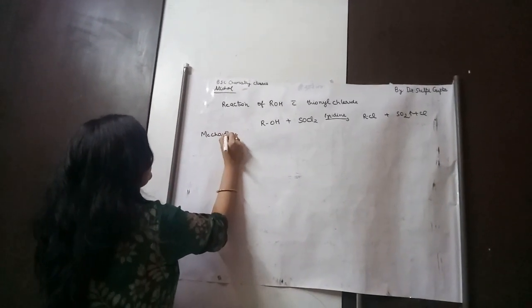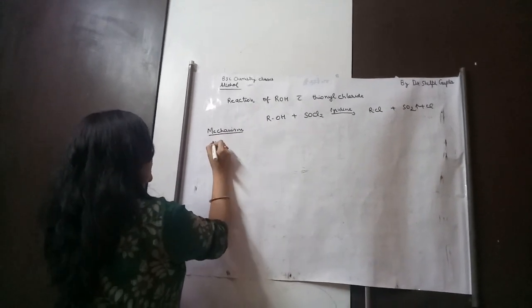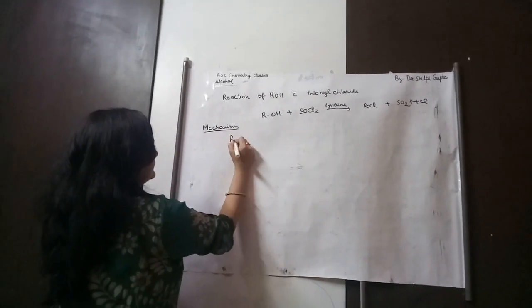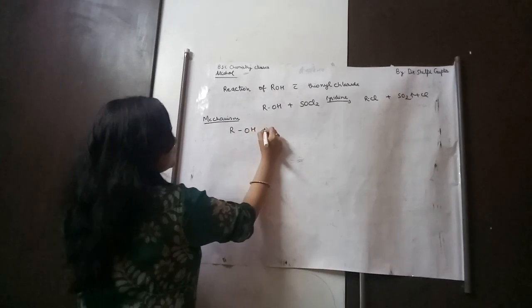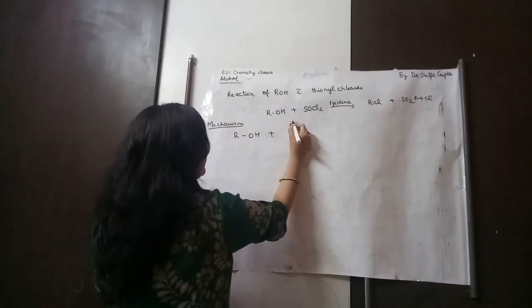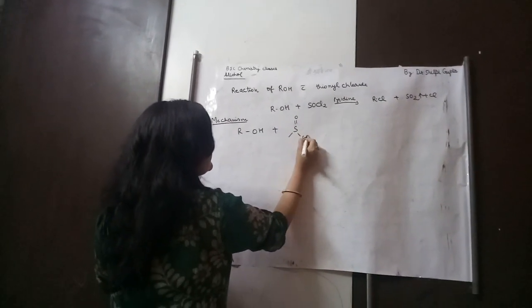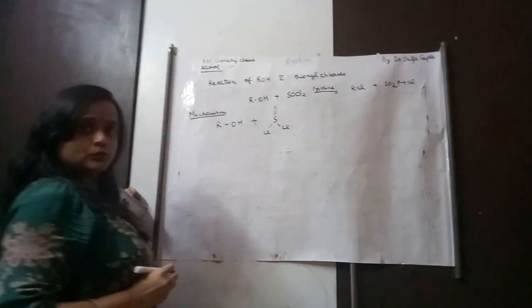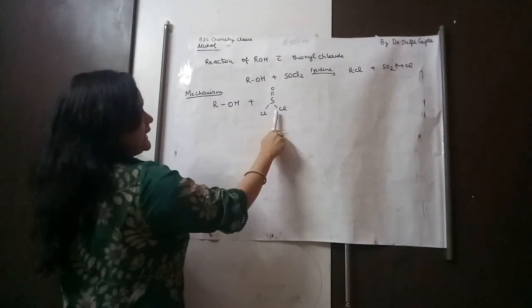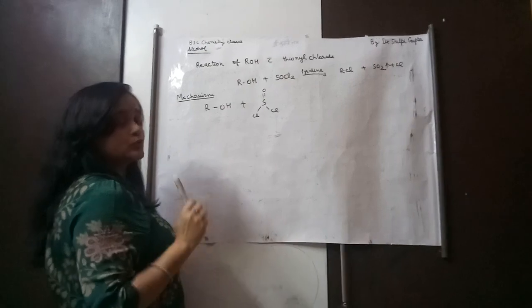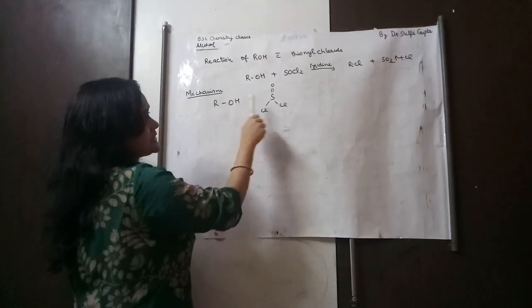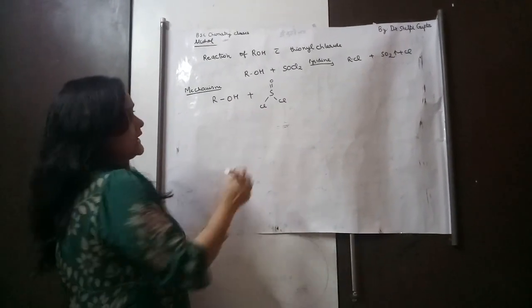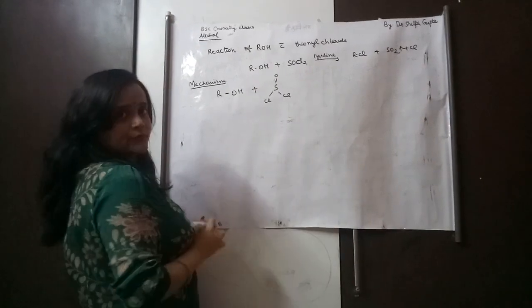The reaction always proceeds with the mechanism. In the first step, what will happen is alcohol reacts with, you will write like this. This is the structure of SOCl2. Now alcohol and SOCl2 will react. So it wants a negative charge and partial positive charge. SOCl2 has no partial positive charge.